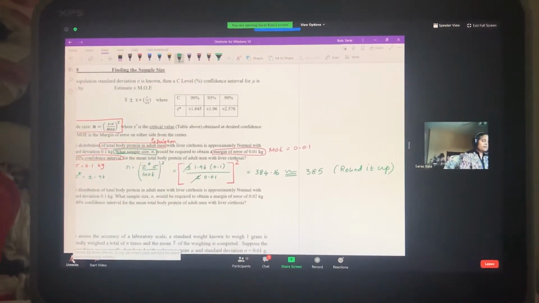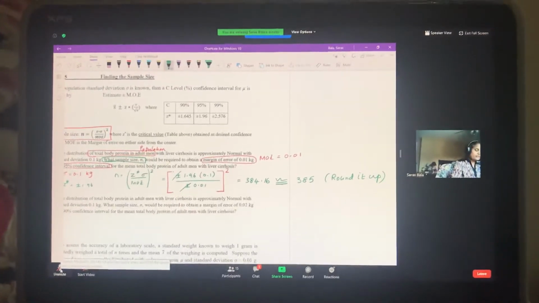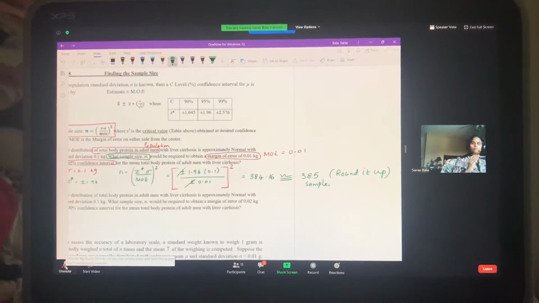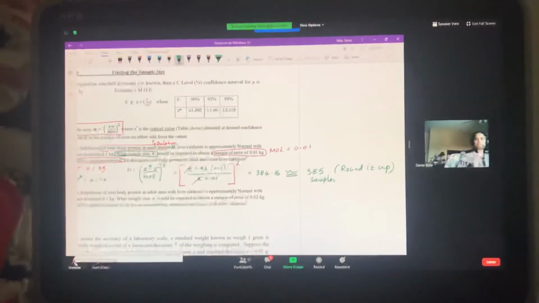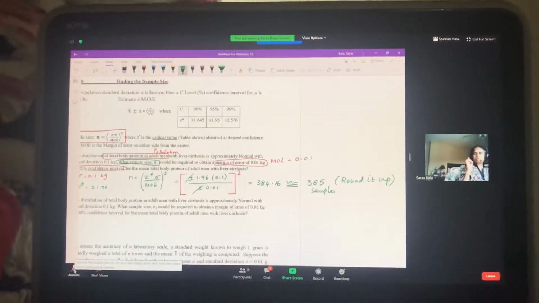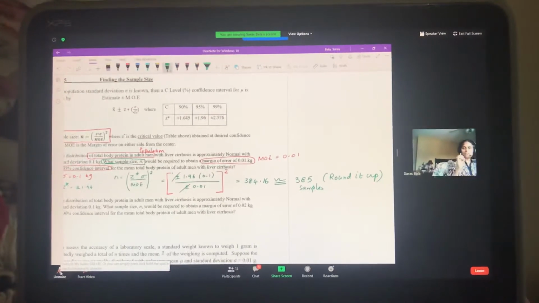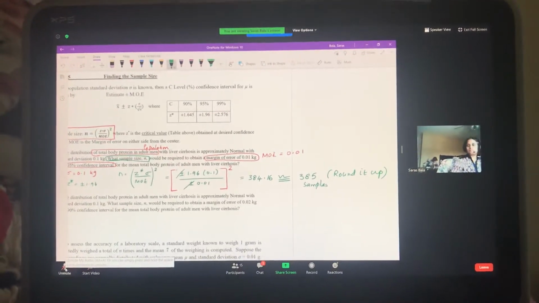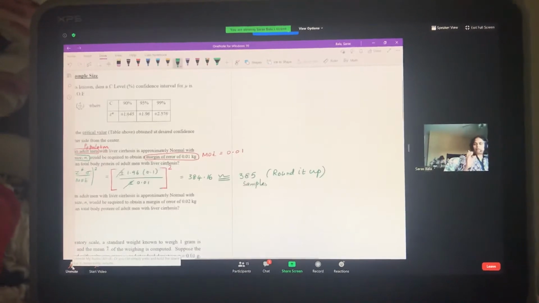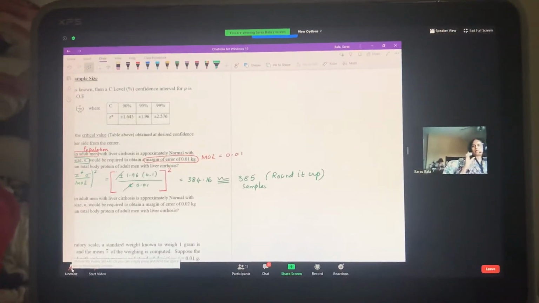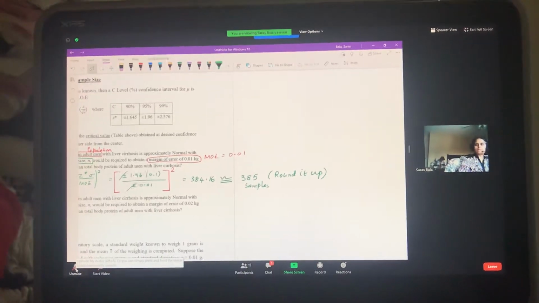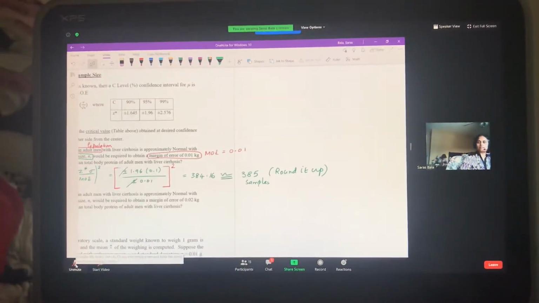In order to have a small margin of error, which is 0.01, you need to increase the sample size. So the margin of error is a smaller number, which is 0.01 kg on either side from the center. For having that kind of small margin of error, you should have a huge sample size, which is 355 samples.